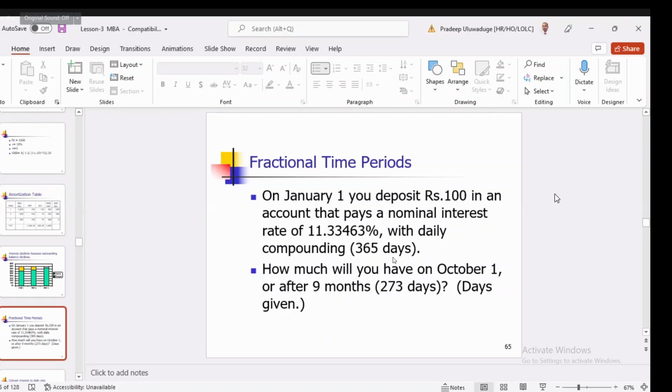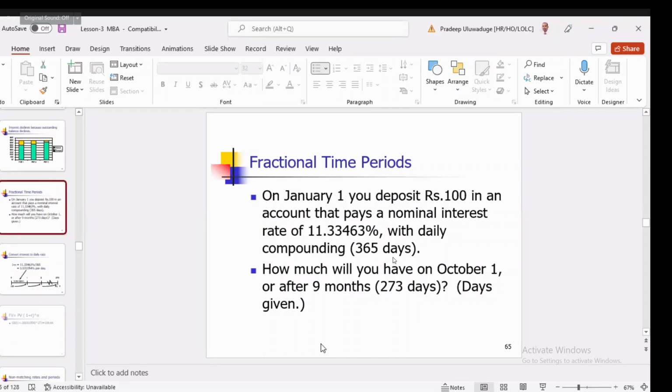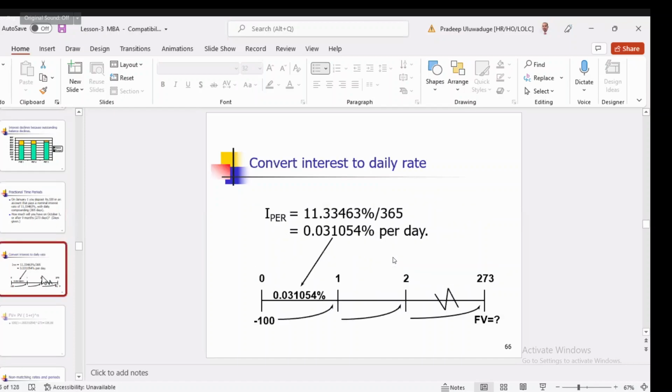On January 1st, you deposit, and then you want to know the balance on October 1, not on December 31st. If it is December 31st, we would apply the annual rate and then calculate the future value. But here you are trying to calculate the value within the year. So let's see how we can do it. We can convert this to a daily rate.